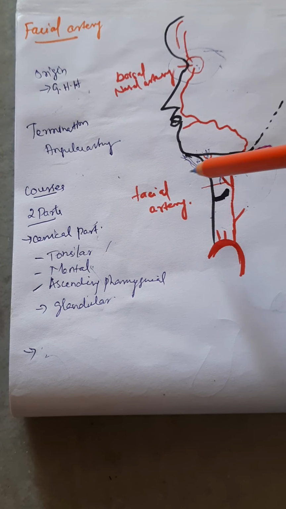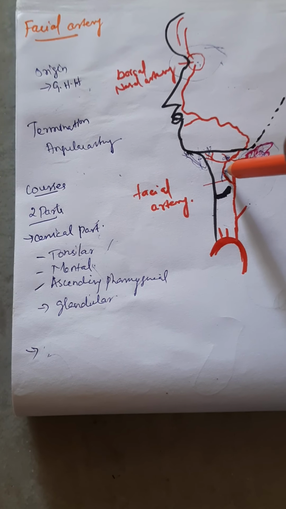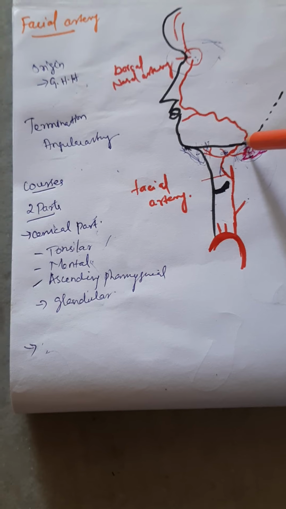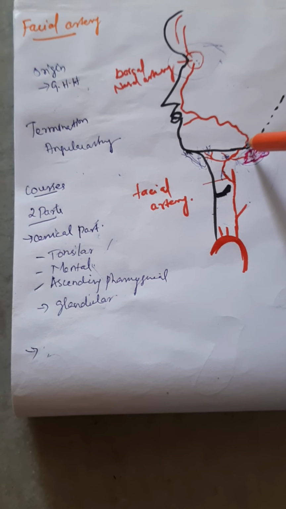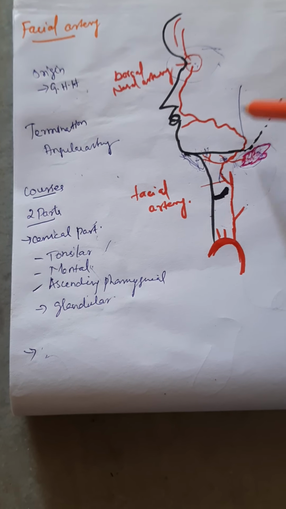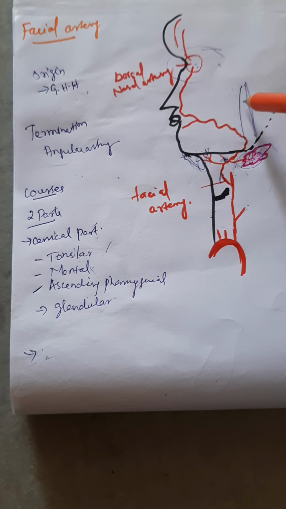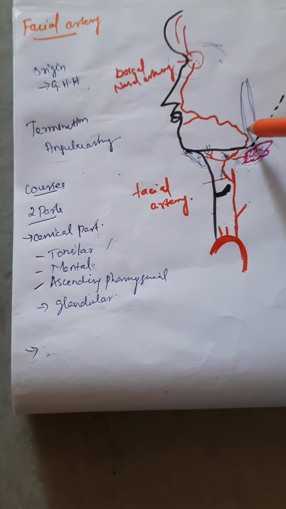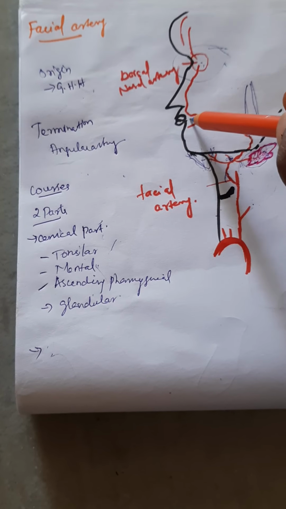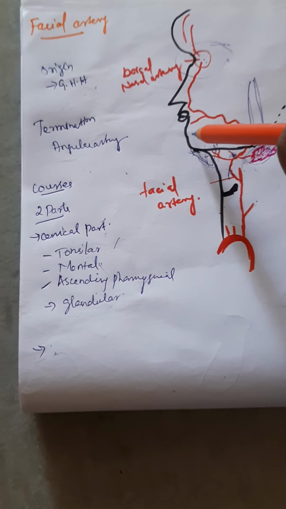Next, move on to the facial part. It ascends upward from the neck region and at the angle of the mandible, it enters into the face. Nearby you can see one of the muscles. What is the name of the muscle? The masseter muscle. It crosses the masseter muscle and reaches the angle of the mouth. It gives off two branches, superior labial as well as inferior labial.